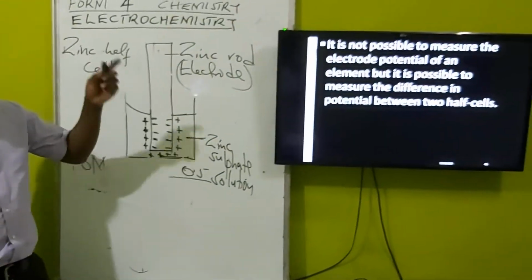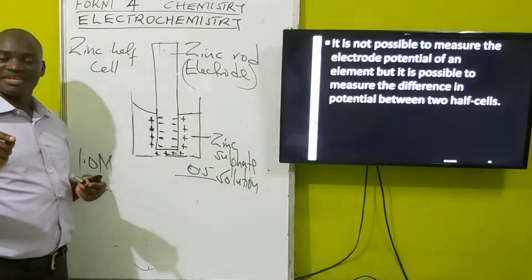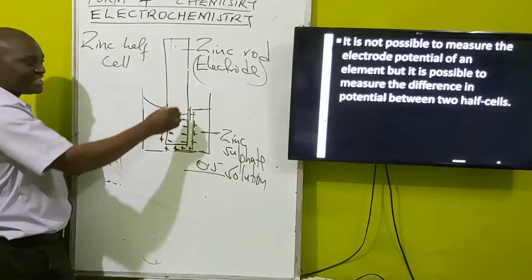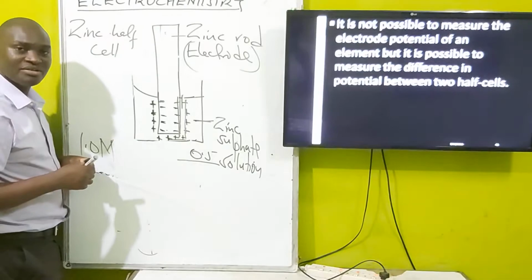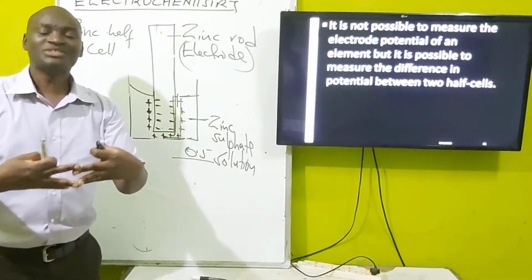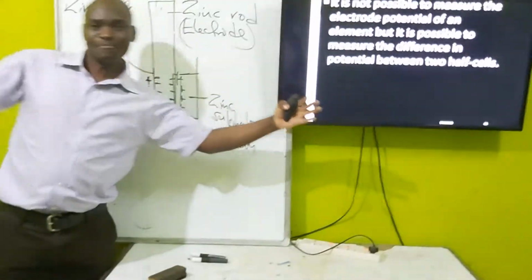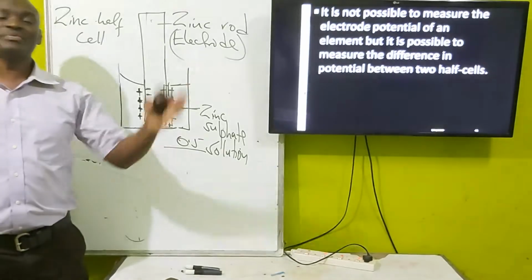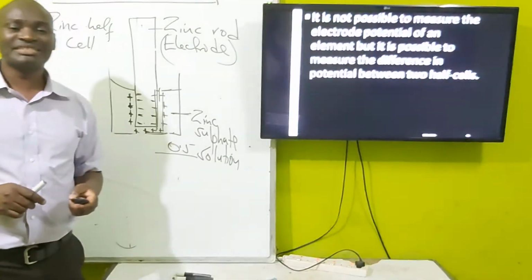One thing that we should note is that it is not possible to measure the electrode potential of an element. There is no instrument that you can place between this positive layer and the negative rod to measure the difference in the electric potential. What is normally done is to connect two half cells so that we can measure the difference in the potential between them. You take a half cell on one side, a half cell on the other side, then you connect them using a conducting wire and something called a salt bridge. Then from there you can note the difference. But no instrument has been discovered that can measure the electrode potentials directly.